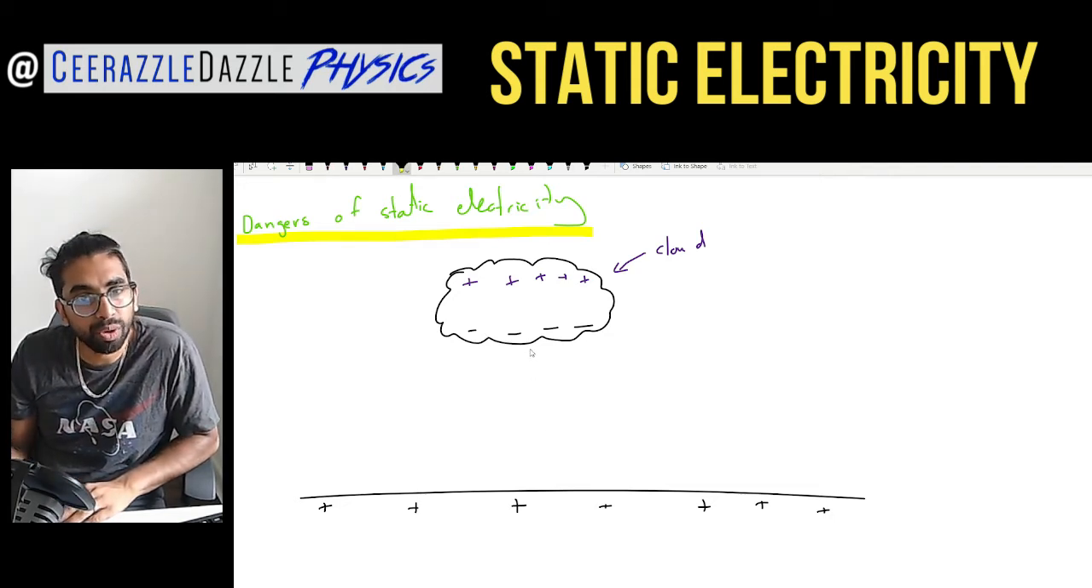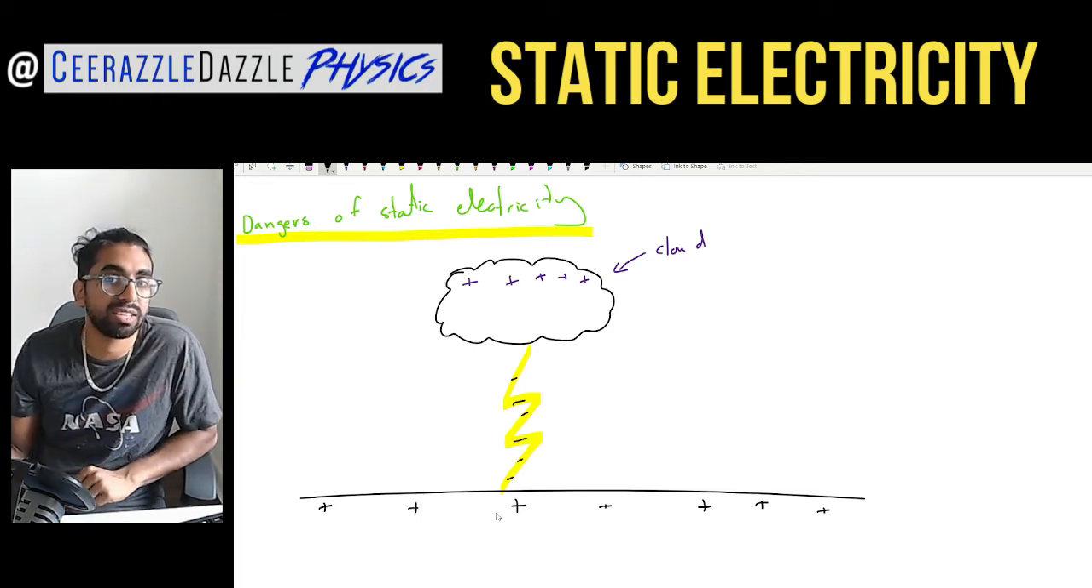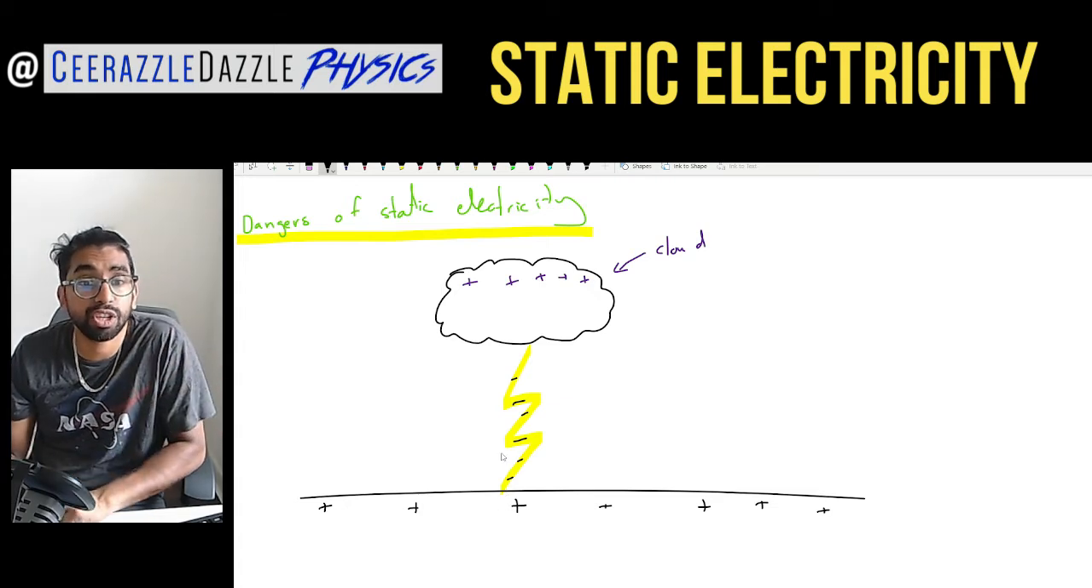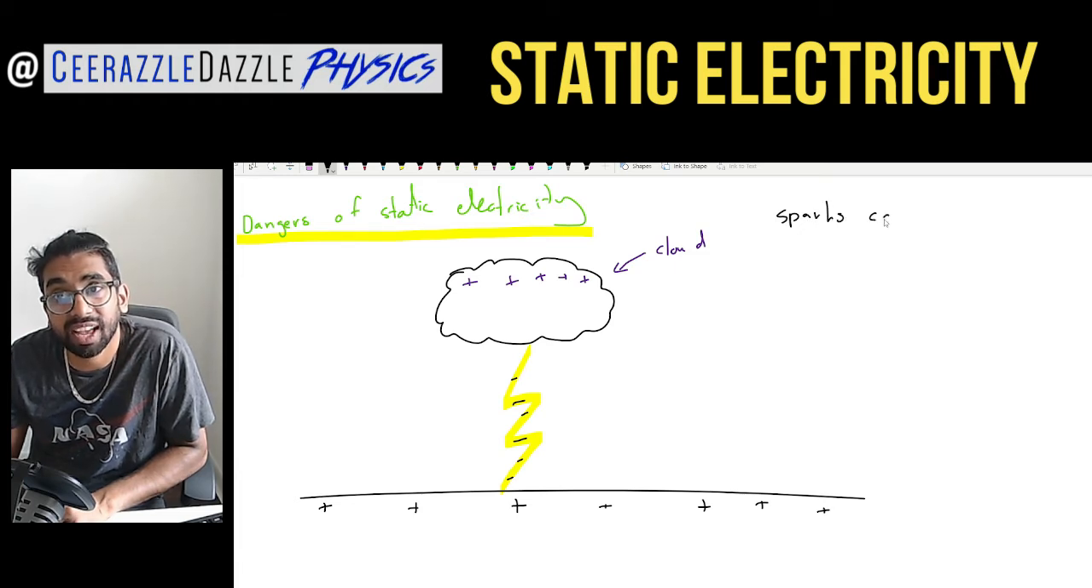So a lightning bolt can be released and it travels all the way down to the ground. It will take these negative charges, and they move all the way down to the ground. Fantastic stuff. So that's going to be a danger of static electricity, guys. You could end up with a spark. Sparks can occur.